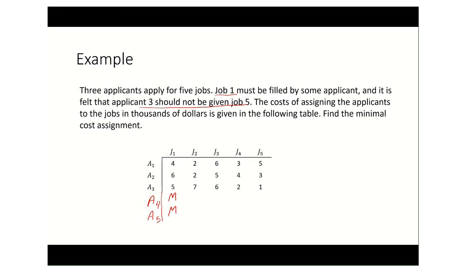So applicant 3, job 5 is no longer a 6. We're going to make it an M. The rest of them don't matter, so they are given zeros. And you'll note now when you do this that you do have an awful lot of zeros in there. So when you go to your row reduced and column reduced, you're probably not going to have too much to change.